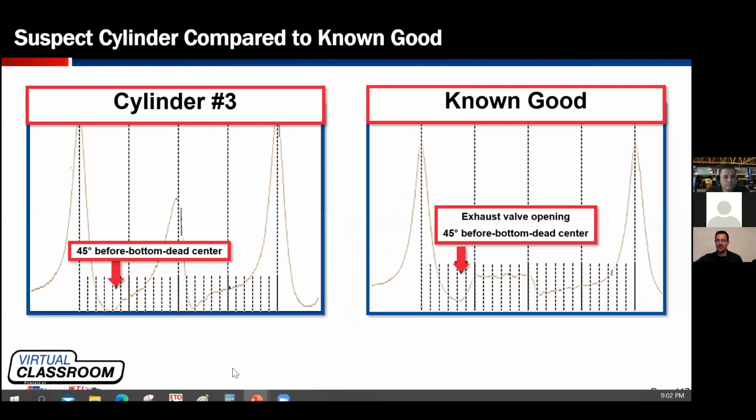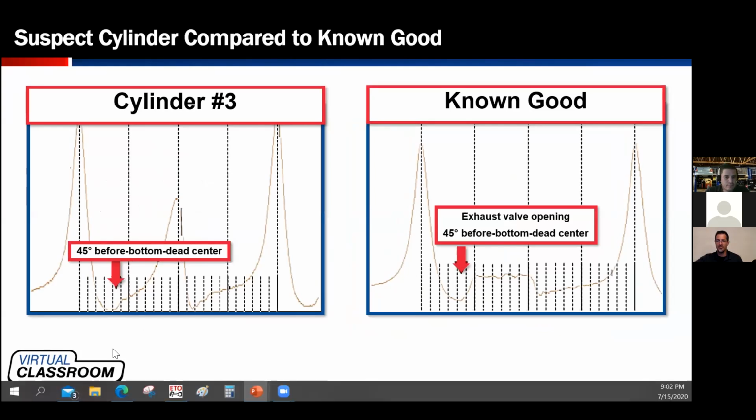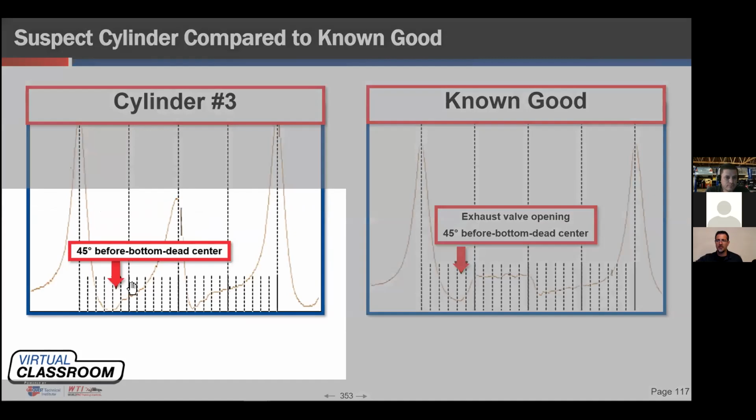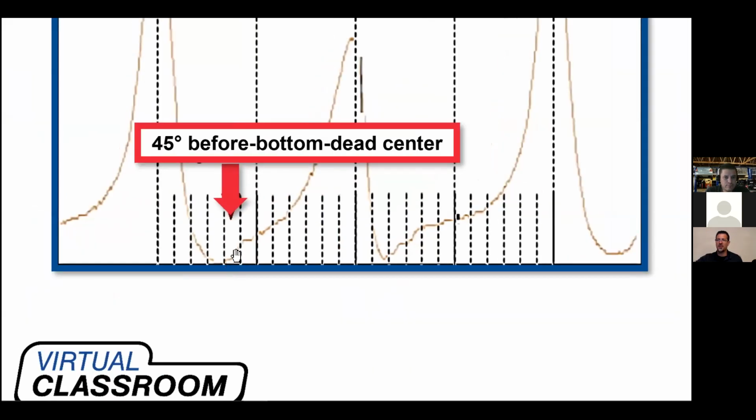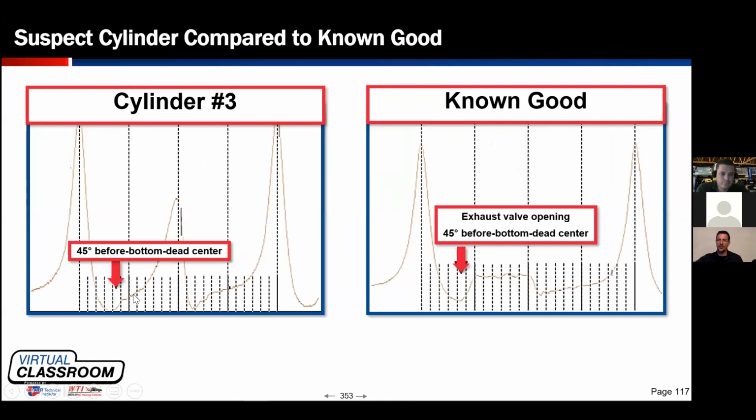The opening of the valve is signified by the change in pressure like we see right here. Uh-oh. Give me one moment. Like we see right here. This shows me where the exhaust valve opened. And on my suspect cylinder here, cylinder number 3, it doesn't happen at 30. It doesn't happen at 60 degrees before bottom dead center. It happens right in the middle, about 45.